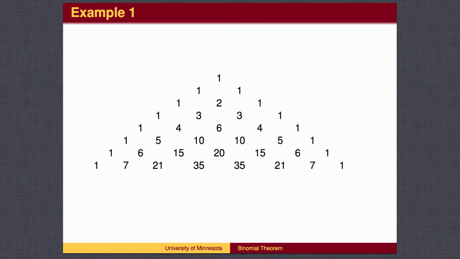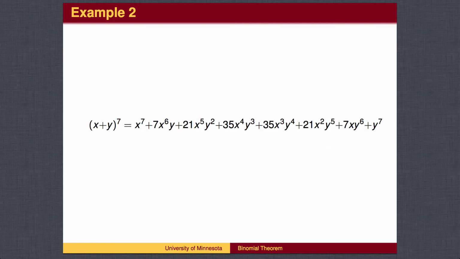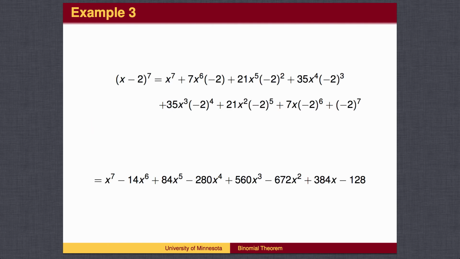Find the row that begins with 1, 7, then count the coefficients from left to right, starting with 0, 1, 2, 3, 4. The corresponding number is 35. This will be the coefficient on x to the third, y to the fourth. Here is the full expansion of x plus y to the 7th using the 7th row of Pascal's triangle. Notice that the exponents on x start at 7 and go down by 1 each time, and the exponents on y go up by 1 each time.